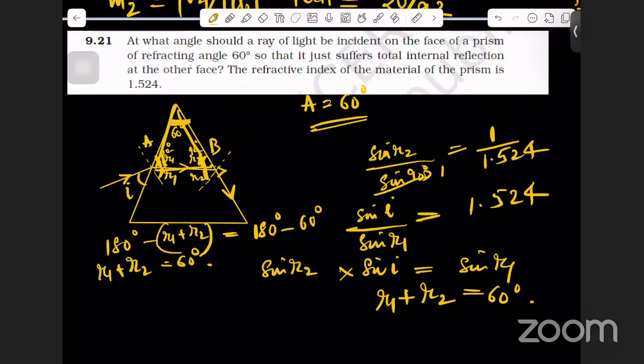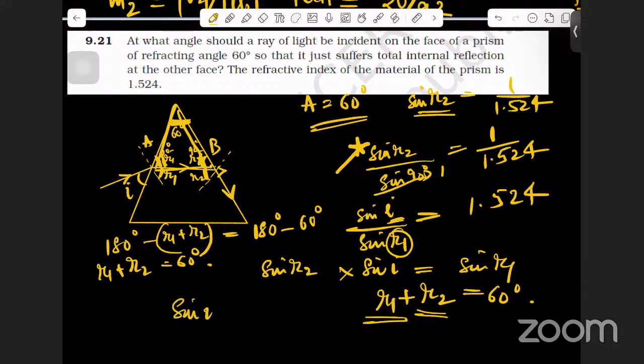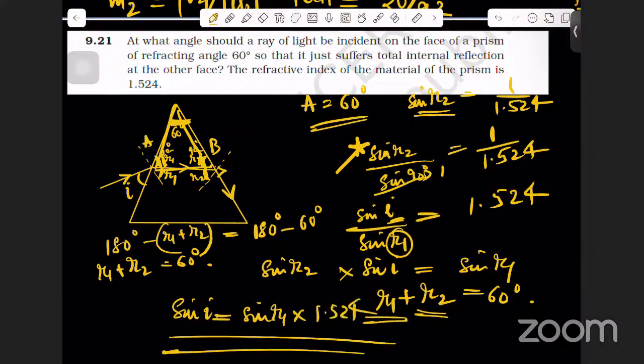So from this equation, you can actually find R2. Sine R2 is 1 upon 1.524. From here, you can find R2. And if you find R2, you can find R1. And if you find R1, then you can find sine I, right? Sine I would be equal to sine R1 into 1.524. And from here, you can find I, which actually comes out to be 29.75 degrees. Okay, great. Yeah, easy, simple question.